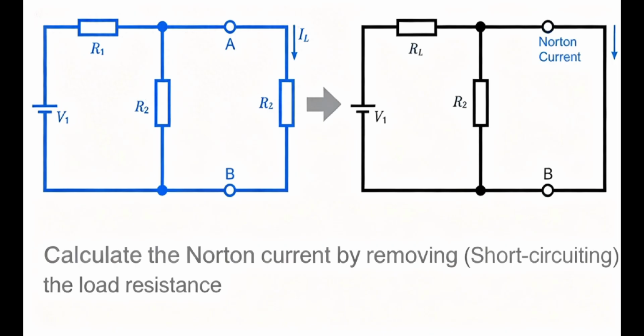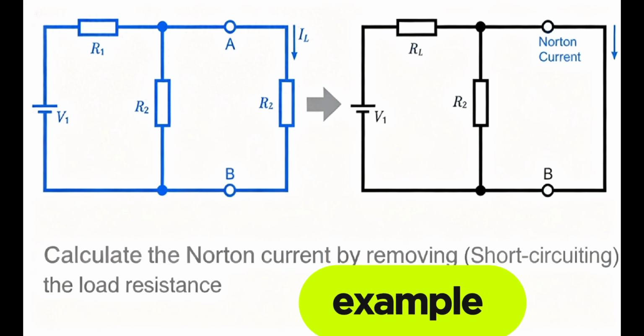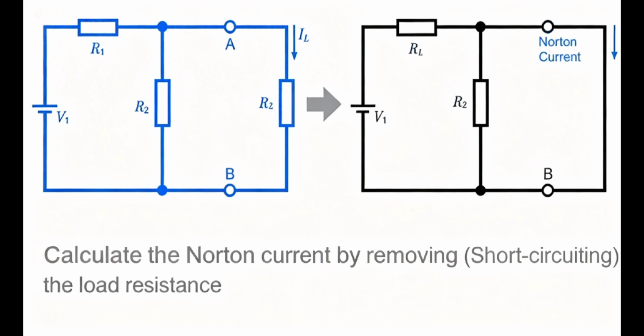Following are the steps to apply Norton's theorem. Number 1. Remove the load component from the circuit. Number 2. Find short circuit current. Short the terminals where the load was connected and calculate the current flowing between them.